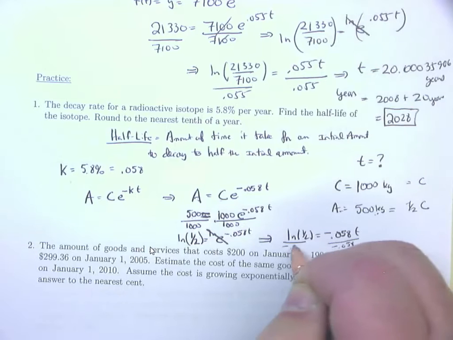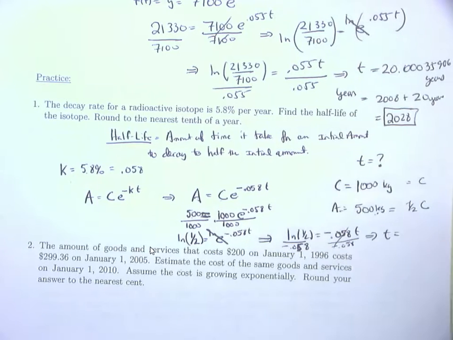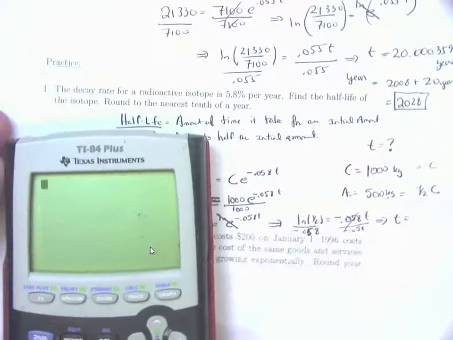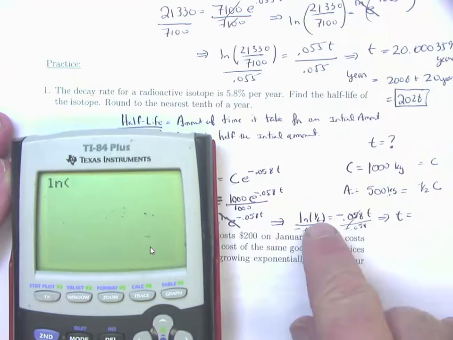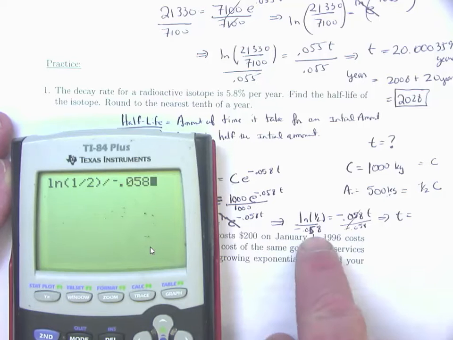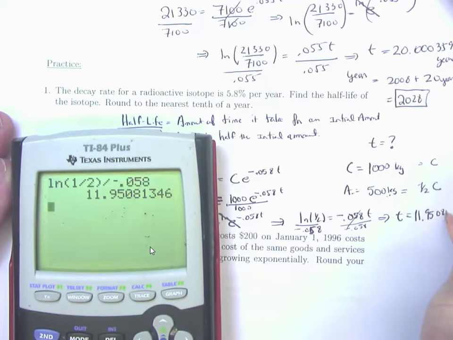Divide by negative 0.058. This gives me t is equal to, and I go grab my handy dandy calculator here, and I'm going to put this on my calculator. So this is the natural log of 1/2 divided by negative 0.058. Does that make sense? And I end up getting t to be 11.95081346.